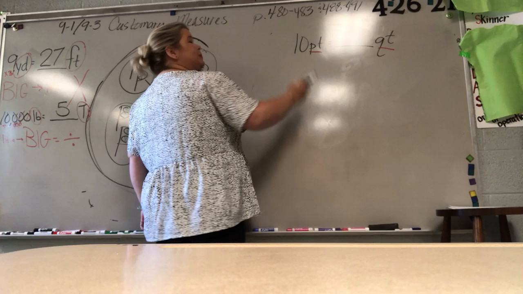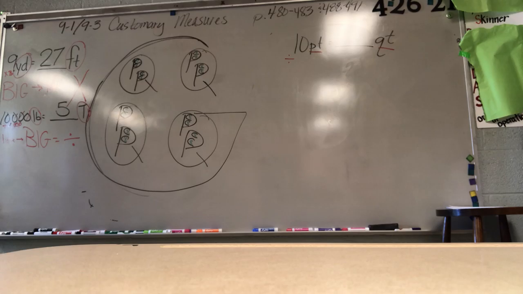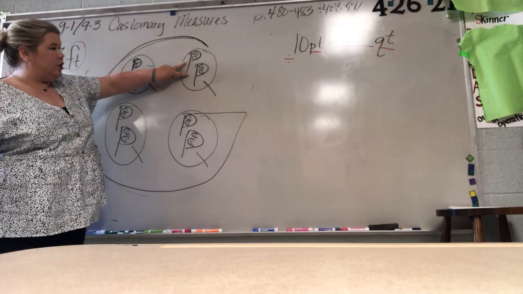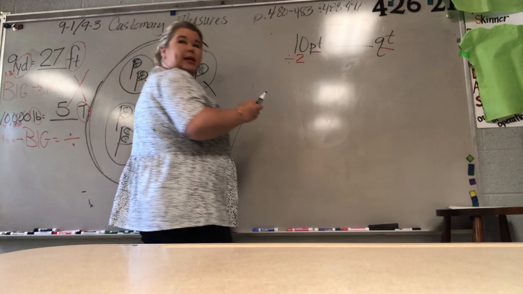Well, how many pints are in one quart? 2. Look, that's where your big G comes in. The 2 pints are in one quart. So I'm going to divide by 2, which is 5. Good.